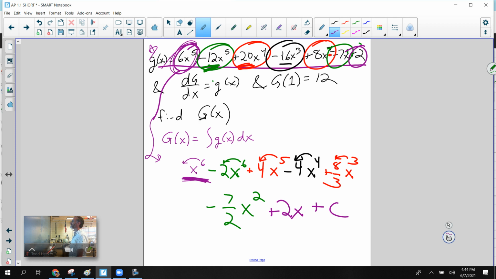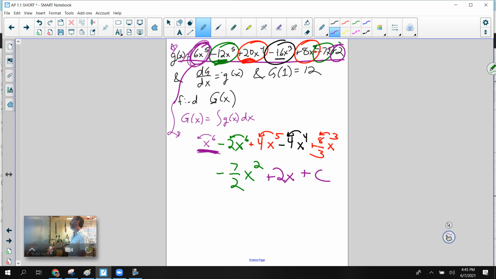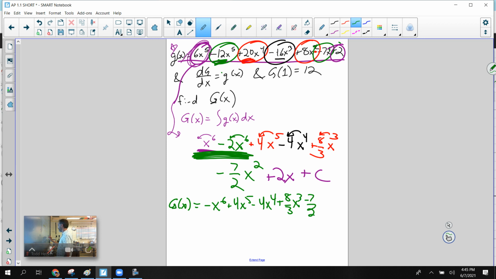All right. So now what I need to do is figure out, well, first of all, let's simplify this. I'm so mad at myself for doing this. So g of x is, well, x to the 6th minus 2x to the 6th is negative x to the 6th plus 4x to the 5th minus 4x to the 4th plus 8 thirds x cubed minus 7 halves x squared plus 2x plus c.